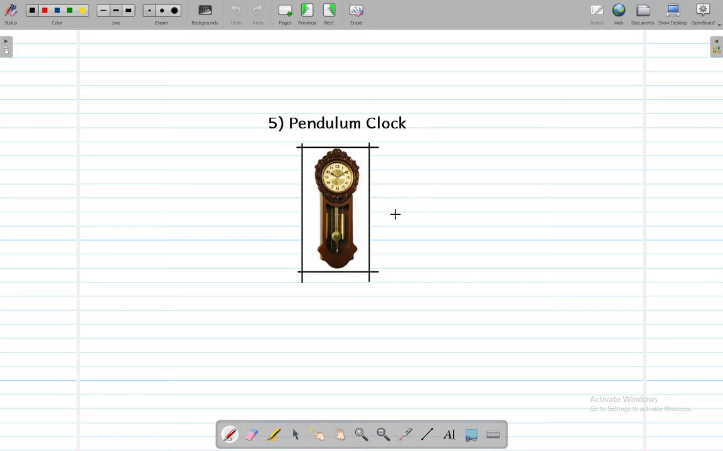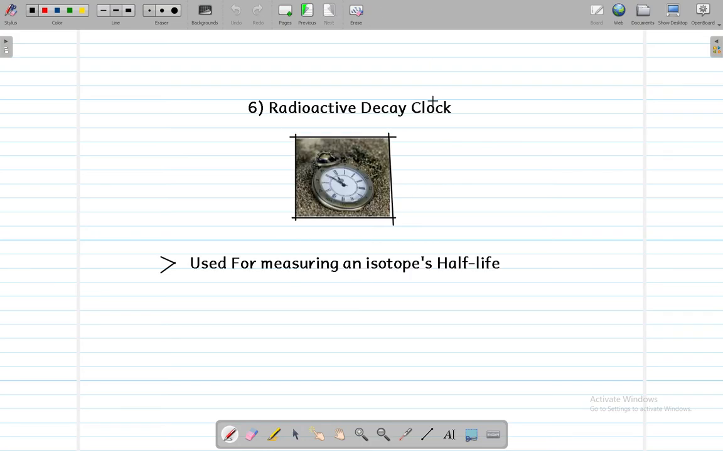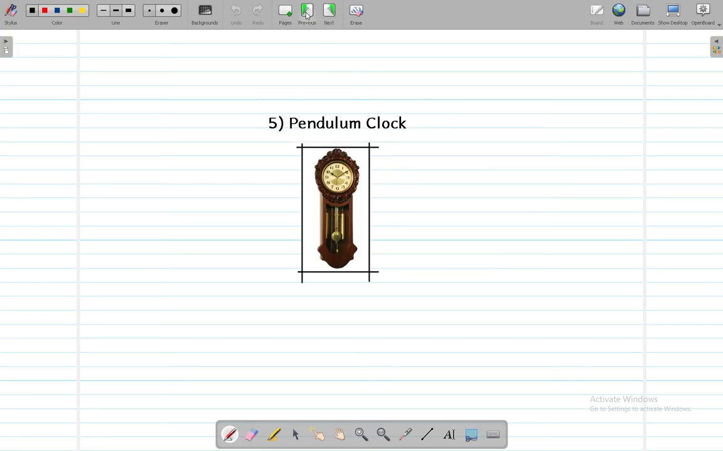The fifth clock on our list is the pendulum clock, which is not used that much actually, but it is used mostly as wall clocks. The sixth clock we are looking at is the radioactive decay clock. Now this clock has been used in radioactivity, and most of the use of this clock has been in the field of measuring isotopes' half-life. Apart from that, people also use Geiger counters and Geiger clocks, but the radioactive decay clock is also in use.